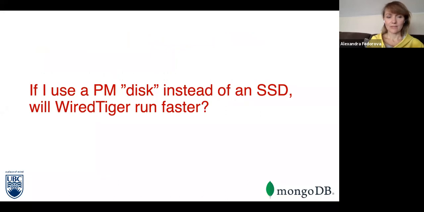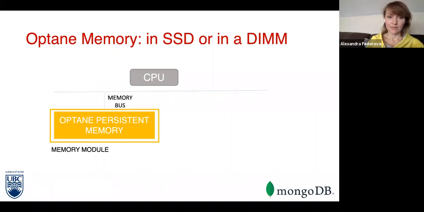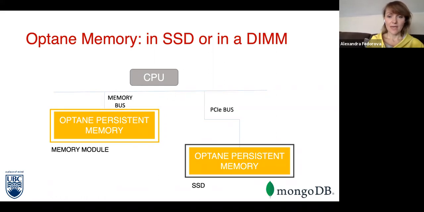So I wanted to ask a very simple question. If I use persistent memory as a block device instead of an SSD, will WiredTiger run faster? So I wanted to have an apples-to-apples comparison. And so I compared SSD that used the same technology as persistent memory. So in one case, I compare persistent memory that is packaged as a memory DIMM and the same Optane memory packaged as an SSD.